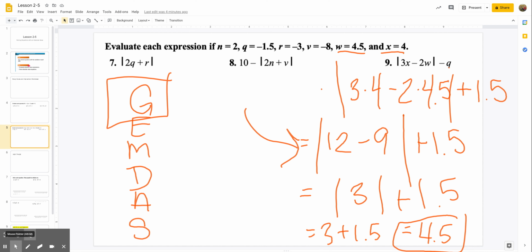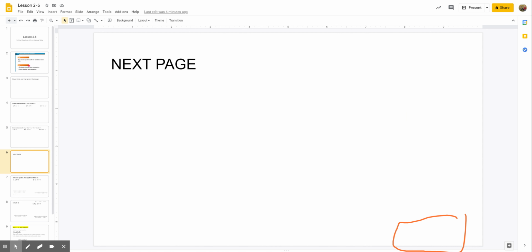We're going to try some of the other ones before moving on to the next page, but make sure you pause this video and try some of the other ones.